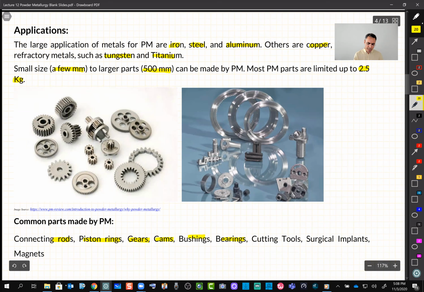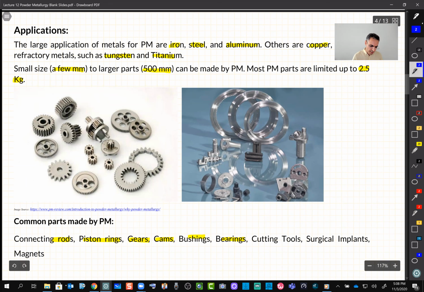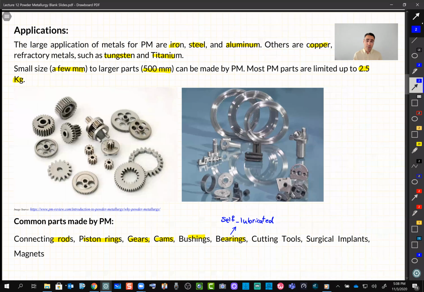Cams, bushings, and bearings. In terms of bearings, we can make bearings that are self-lubricated or oil impregnated with this approach. So I will write down here that the type of bearing we mean here is self-lubricated. And when we say self-lubricated, they have this oily texture or oily surface, because the porosity of this approach makes it possible to use oil and make it an oily material.